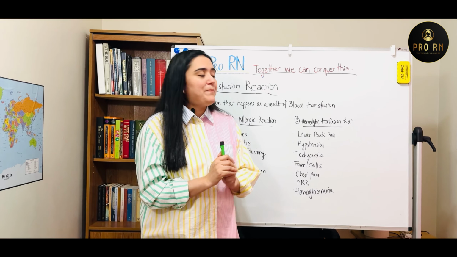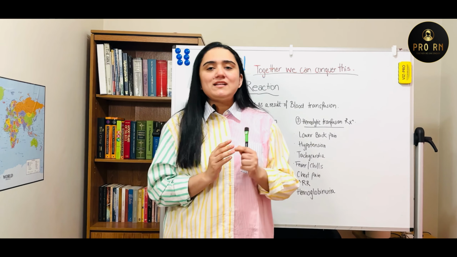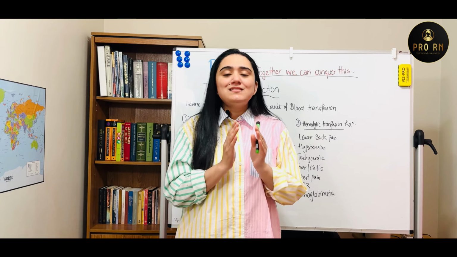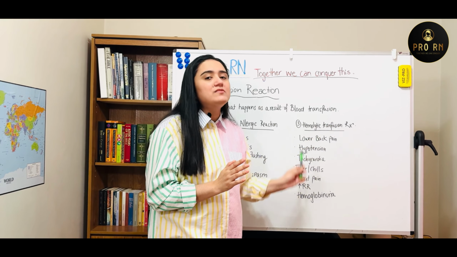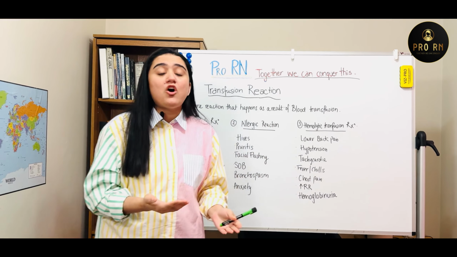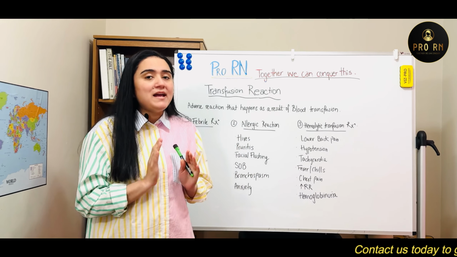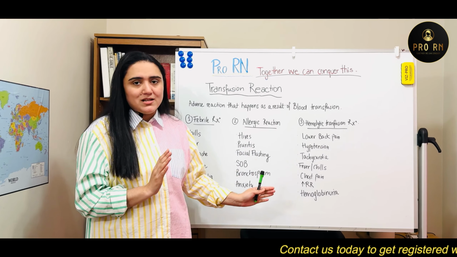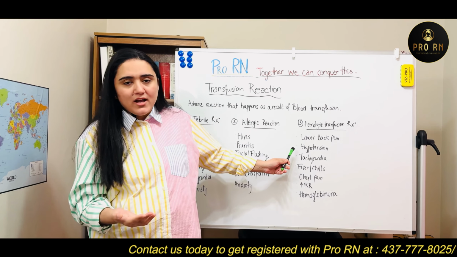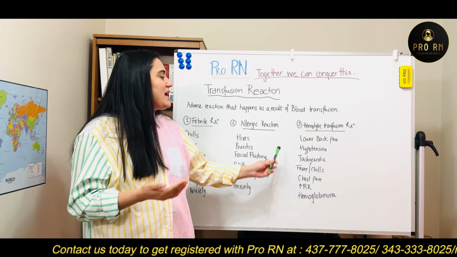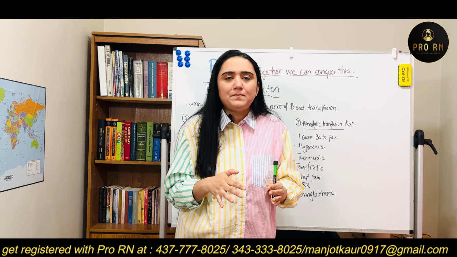The third type is hemolytic transfusion reaction. So what is hemolysis? Hemolysis is a breakdown of RBCs. So in this kind of transfusion reaction, there may be abnormal breakdown of RBCs in the body, which may lead to one of these symptoms or more than one. So it could be if the client is complaining of lower back pain. Hypotension is the decrease in the blood pressure.